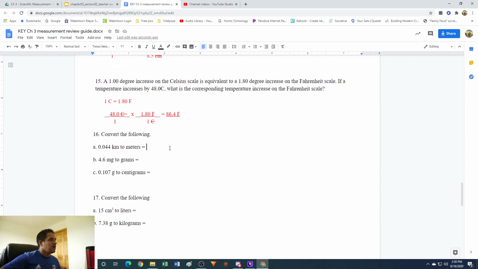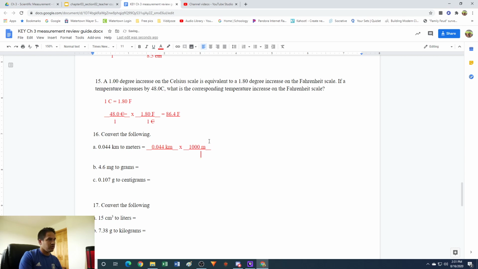We're getting there, okay? Number 16, convert the following. 0.044 kilometers to meters. Conversion factor is there's 1,000 meters in 1 kilometer. So we're going to take 0.044 kilometers, and we're going to times that by 1,000 meters over 1 kilometer. So kilometers cancel like this.